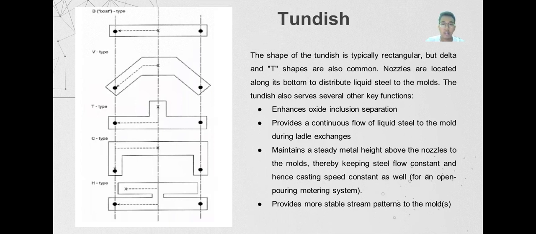And then these are the several types of tundishes used in industry. The shape of a tundish is typically rectangular, as shown at the top of the picture, but delta and T shapes are also common. Nozzles are located along its bottom to distribute liquid steel to the mold.